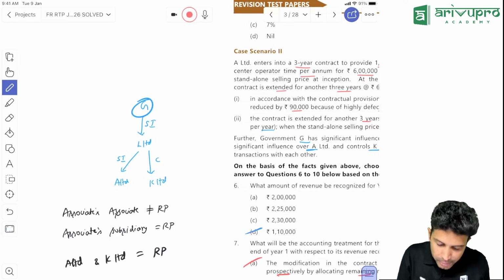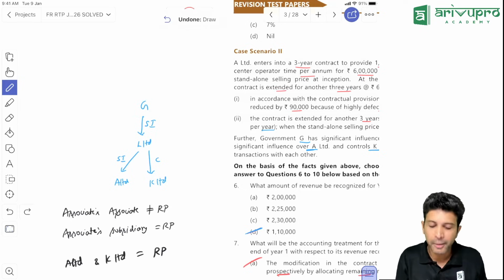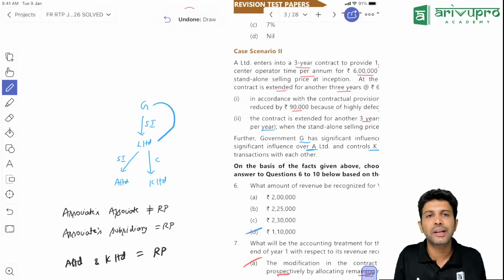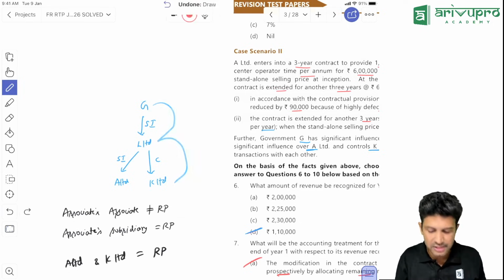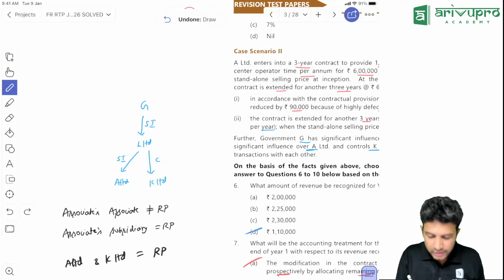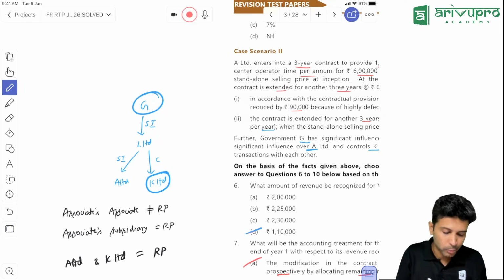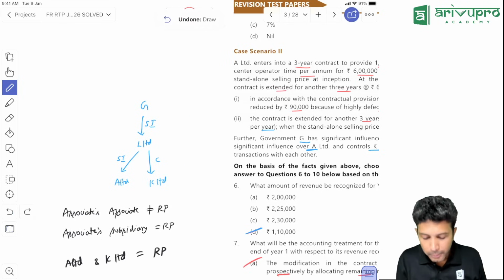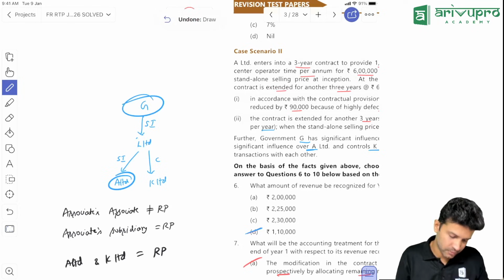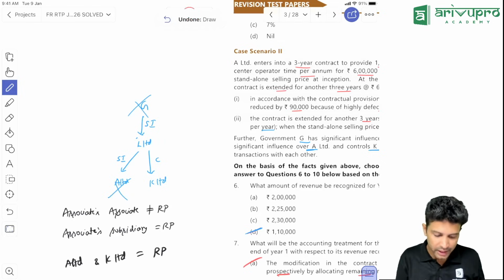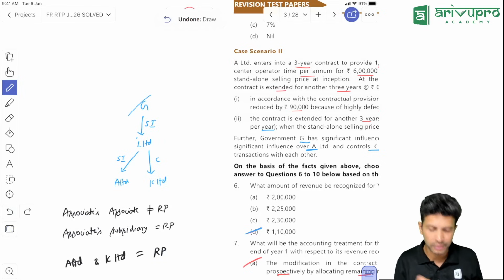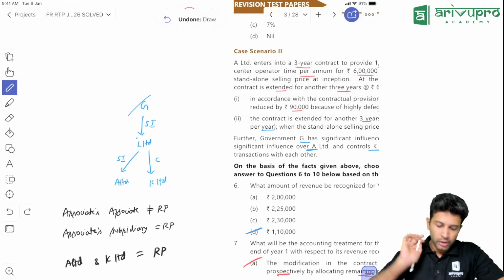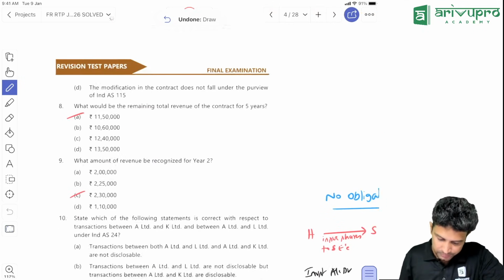Sir, are G Limited and K Limited related parties? Yes, G's associate is L. If an associate has any subsidiary company, then this subsidiary and this reporting entity, these two will become related parties. So G and K will become related parties. But if an associate has another associate, then this and this will not become related parties. G and A Limited will not become related parties. That's what I've written. Okay, fine. We got the structure.